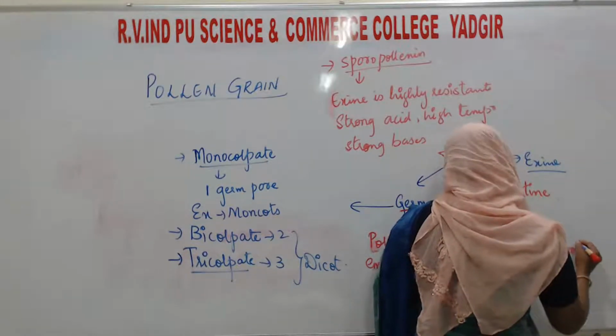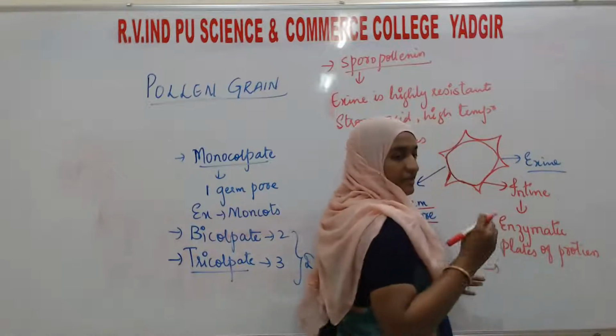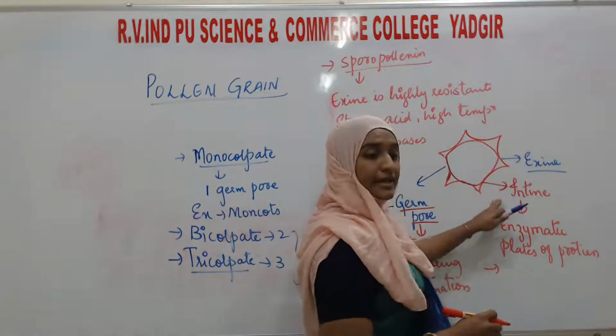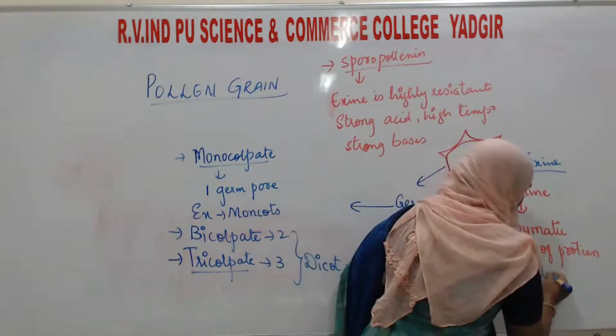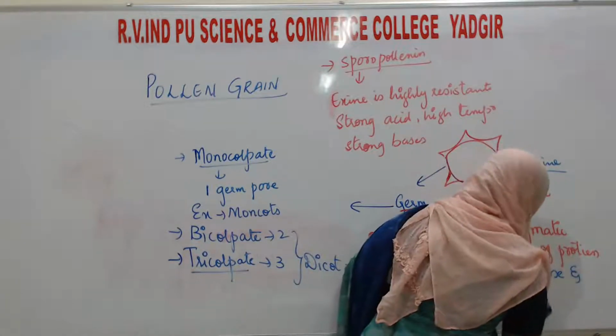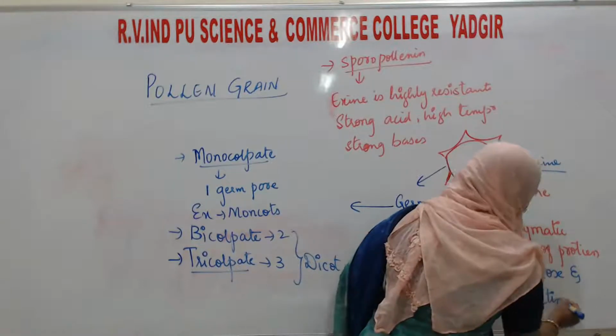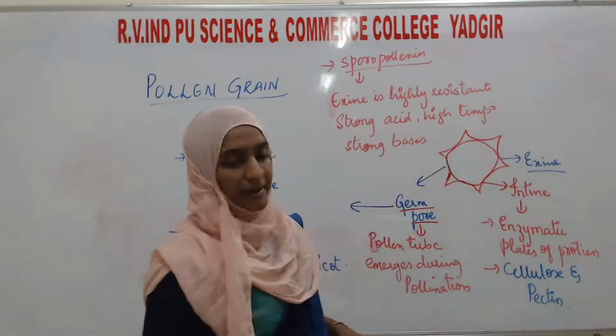What are the chemical substances which are present in the intine? That is cellulose and pectin. What is present over here? That is cellulose and pectin.